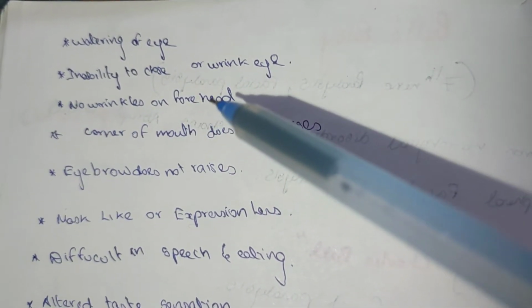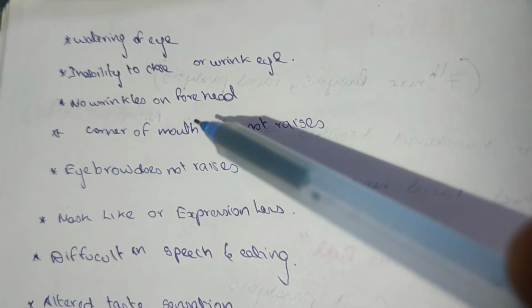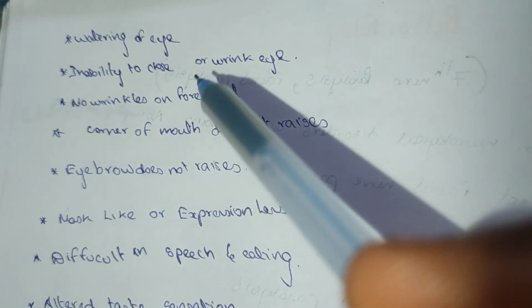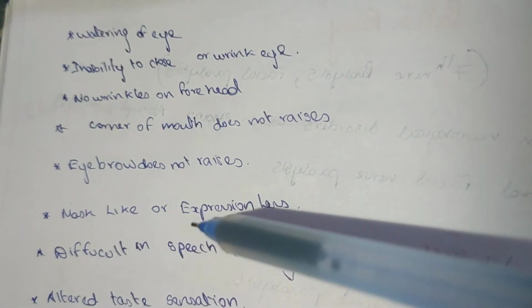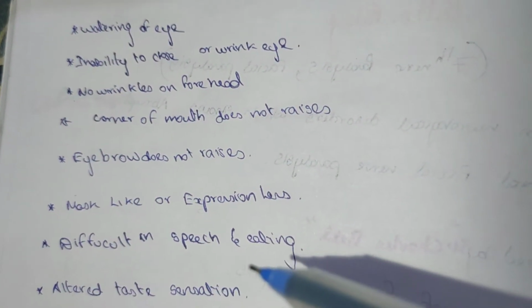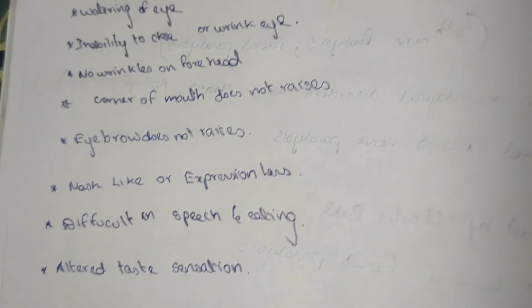There are no wrinkles on the forehead when we raise the eyebrow, and we can't even raise the eyebrow, and there is more watering of the eye. Inability to close or wrinkle the eye. The eyebrow does not rise. Mask-like or expressionless face. Difficulty in speech and eating. Altered taste sensation is seen.